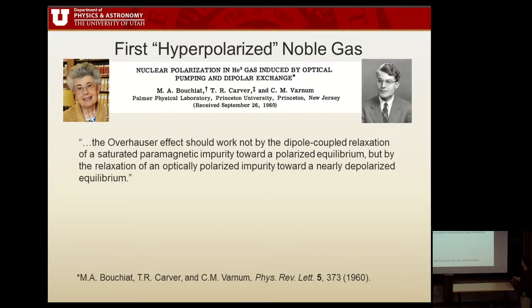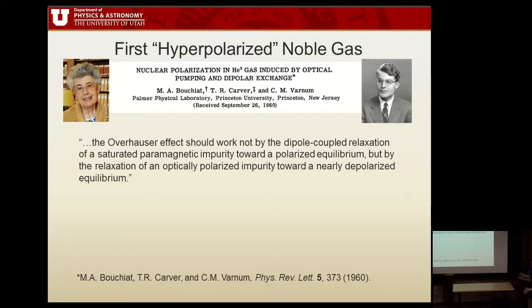It's from 1960. And you can see right away that it was connected to the Overhauser effect because the statement in the first paragraph is that the Overhauser effect should work not by the dipole-coupled relaxation of saturated paramagnetic impurity toward a polarized equilibrium. In other words, the nuclei got polarized because despite the fact that you're saturating the electrons, there's a drive for them toward the thermal equilibrium population. And that drive is being picked up by the nuclei, and that's where you get the polarization.